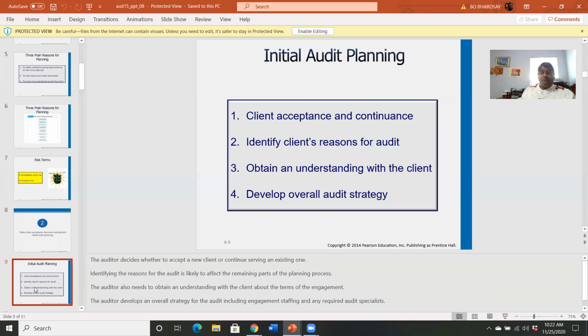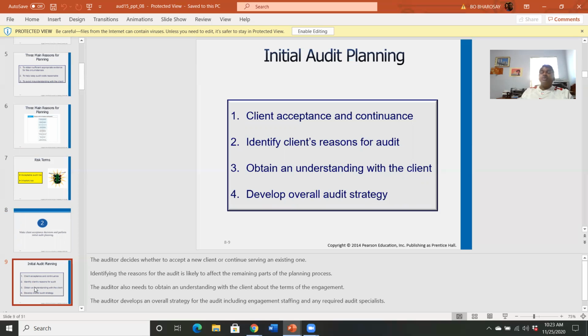Should I accept this new client? Should I continue with the client? What are some of the things you look at in accepting a new client? Well, you look at the client's integrity. Are they ethical? Will they fit in? Is it the job that you have experience doing? Or do you have to do substantial work before doing the client work?